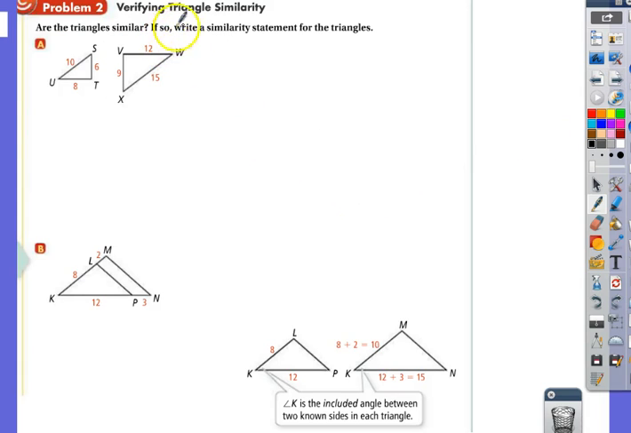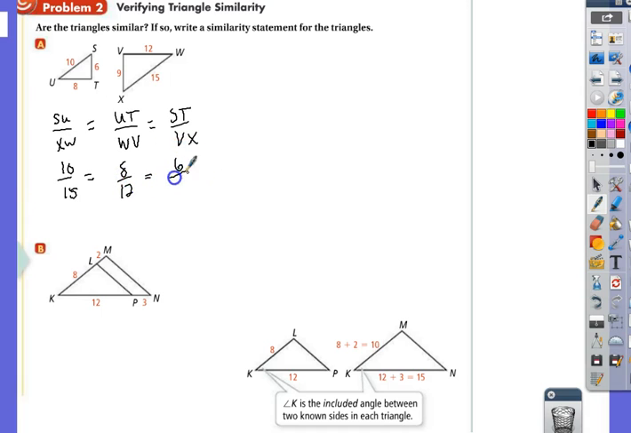All right. Are the triangles similar? If so, write the similarity statement. To decide if the triangles are similar, since I have all the sides as information, I'm going to try for side-side-side similarity. The biggest side SU over the biggest side XW needs to equal the middle side UT over WV, and the smallest side ST over VX. So the question I'm asking is, is 10 over 15 equal to 8 over 12 equal to 6 over 9?